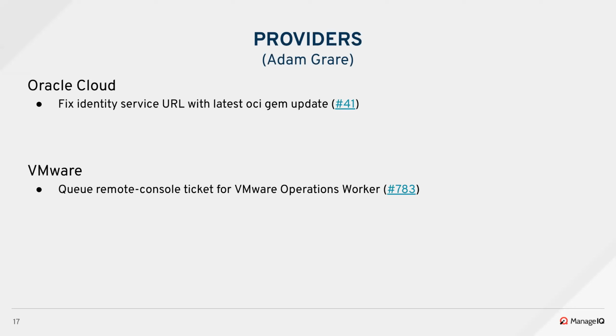And for VMware, we're now queuing the remote console ticket acquire operation for the VMware operations worker. Before, this was going to just the nil queue, so a generic worker was processing it, which was causing the connection to build the cache, and the end result was that opening remote consoles was timing out because it was taking way longer to do that operation than it should have normally. So we're now queuing that for the operations worker, which has the cache already pre-built. And I believe that's it for providers.